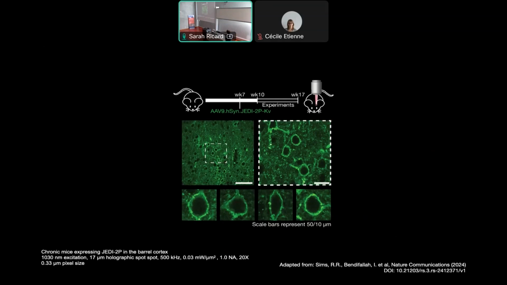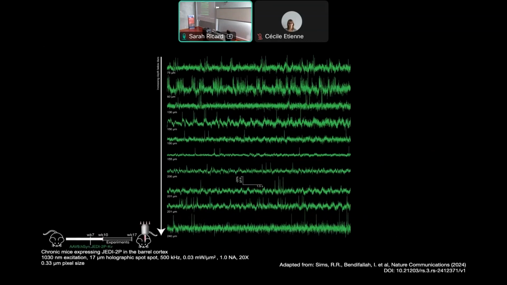So this is the expression in the barrel cortex. And here's what we were able to observe. So basically this is different activity traces as a function of depth in the cortex.